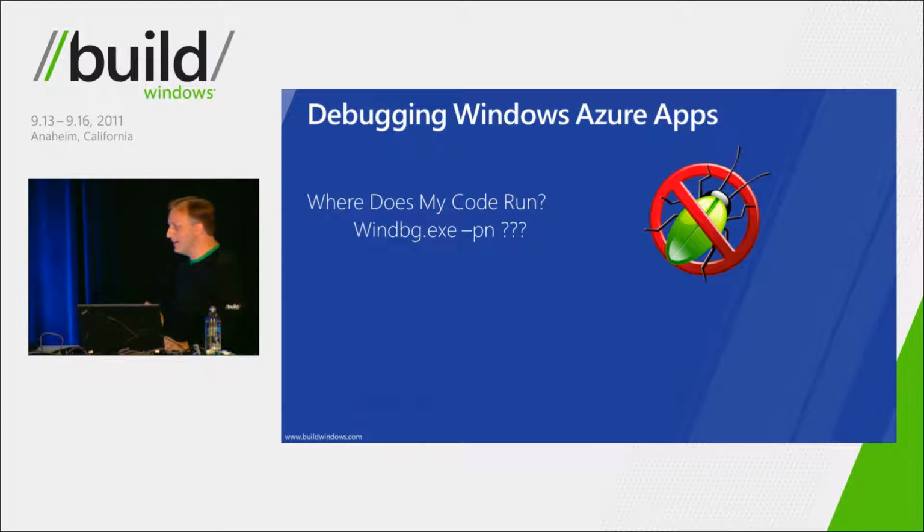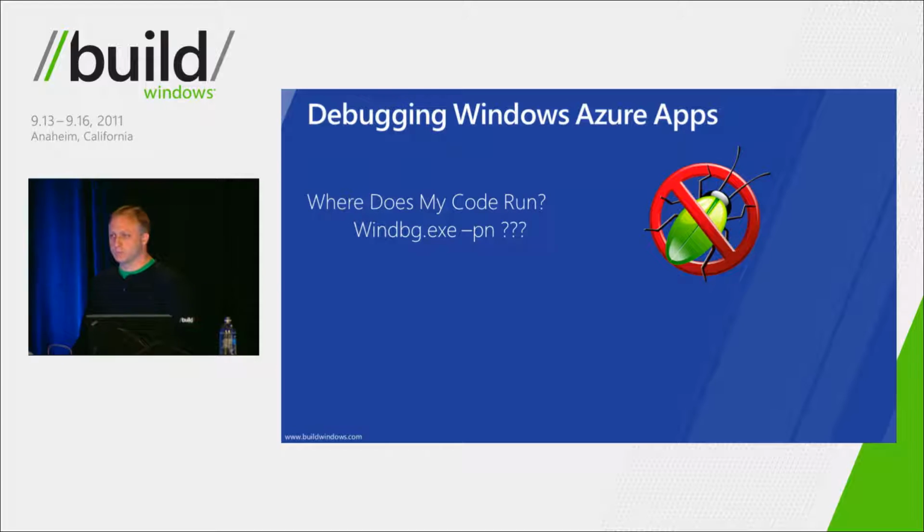So let's talk about debugging Windows Azure apps. We've already talked about capturing all the trace logs and event logs and all that good stuff. How can we actually debug those really hard to deal with crashes? The first question you have to ask yourself is, where does your code actually run? If you were to launch the debugger, what would be the process name your code would run in?